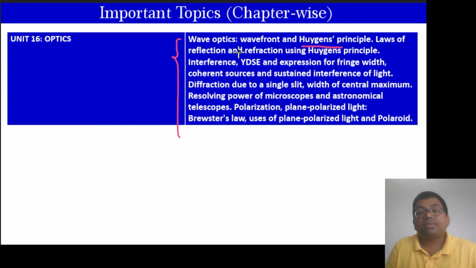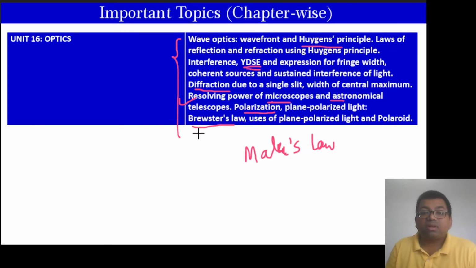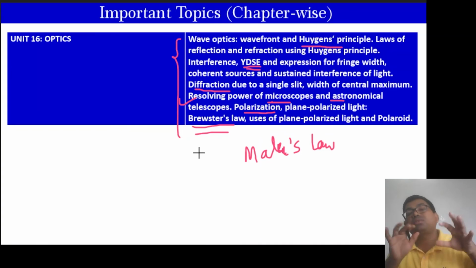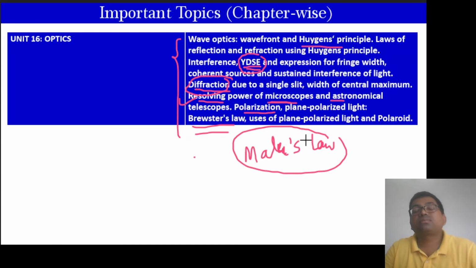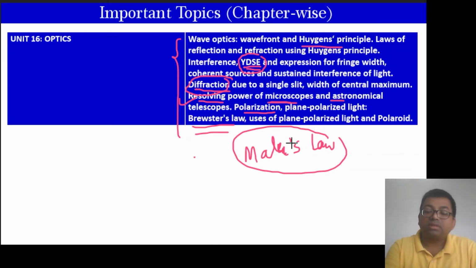Mostly questions can come from diffraction or Young's double slit experiment. Then microscope, telescope, resolving power is important. Then polarization concept like Malus's law, questions based on Malus's law come. And then Brewster's law, these Brewster's law, Malus's law, these two three things are important in wave optics. So Young double slit experiment, diffraction, then microscope, and this resolving power. Then in polarization we have this. So these are important hot topics in this chapter.